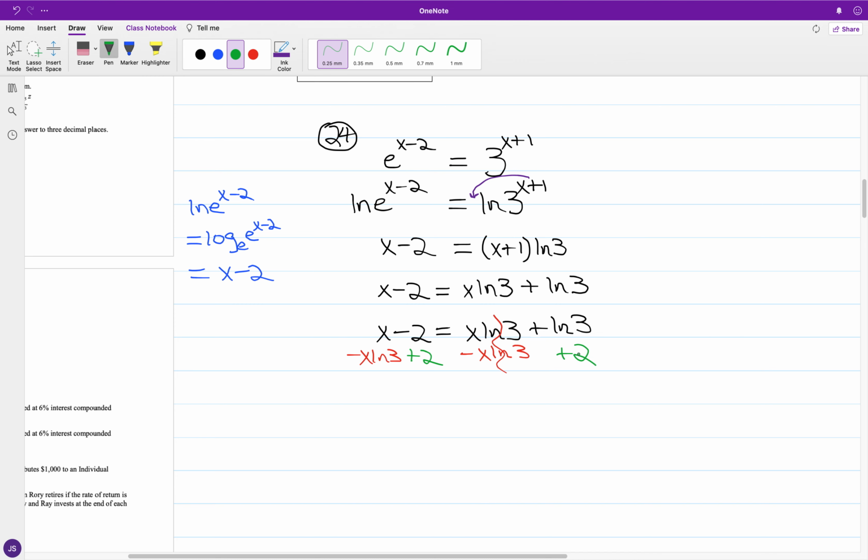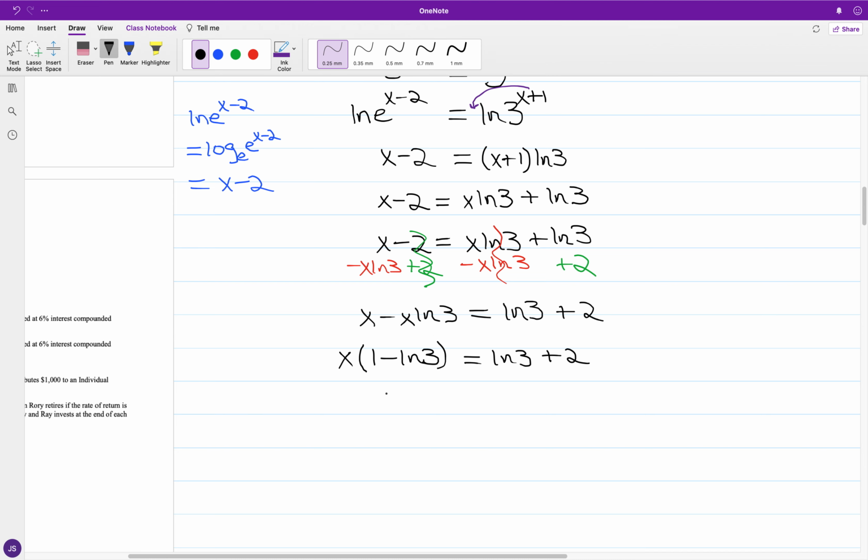So I'm just going to add 2. We're going to have x minus x times the natural logarithm of 3 is equal to the sum of the natural logarithm of 3 and 2. On the left-hand side, we have x as a common factor, and factoring out x, I have x times the quantity of 1 minus the natural logarithm of 3 is equal to the natural logarithm of 3 followed by the addition of 2.